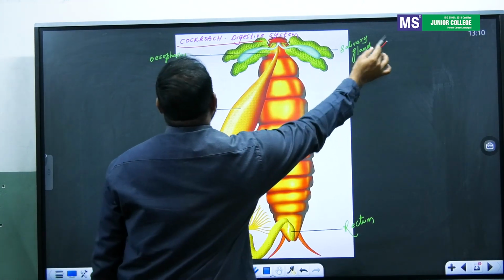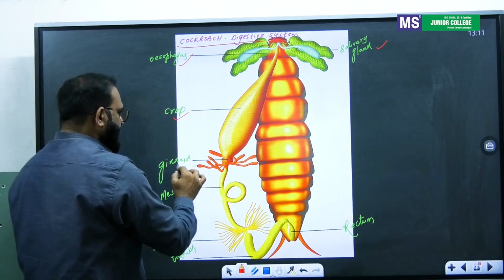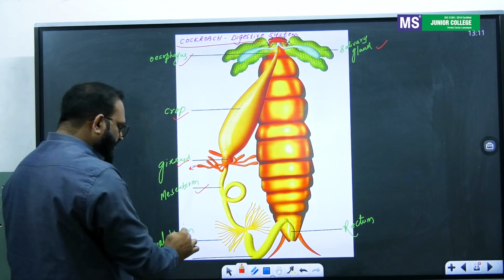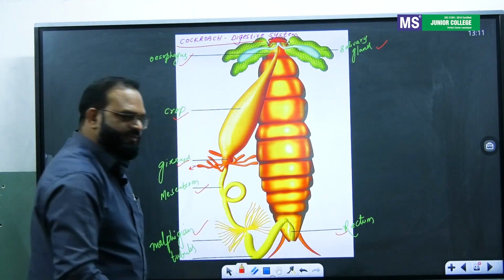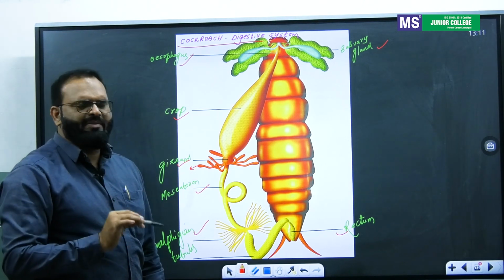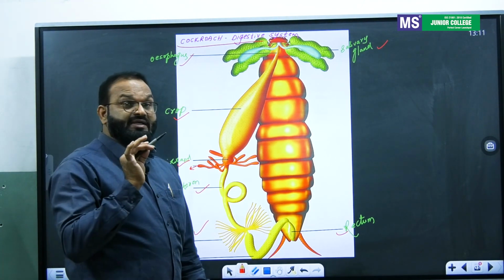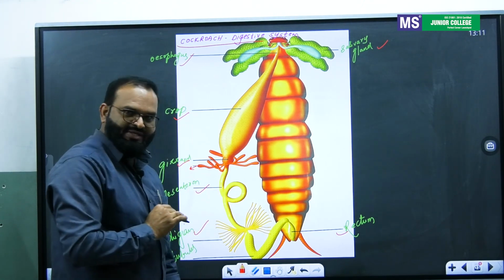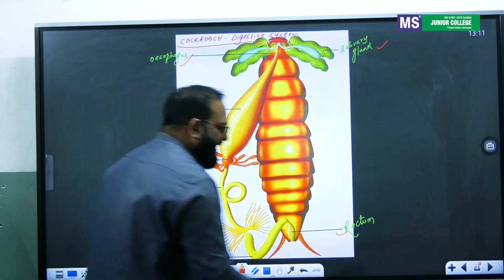And labelings: salivary glands, esophagus, crop, gizzard, hepatic caecum, mesenteron, Malpighian tubules, rectum, anus, and so on. As I said, 4 to 5 minimum labelings. You can write more labelings, but please be accurate and correct. You have to label, students, or else it will look like an error. Right. Next.